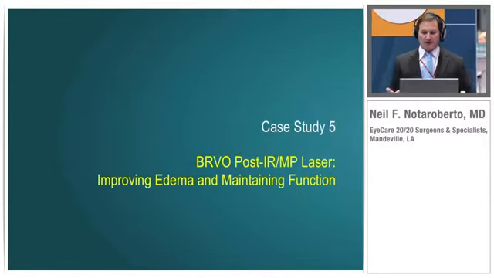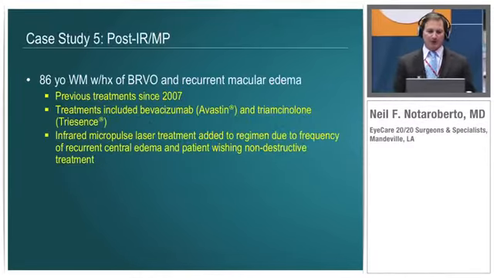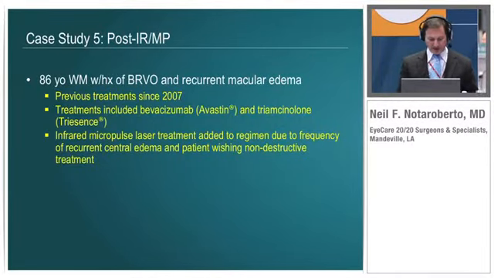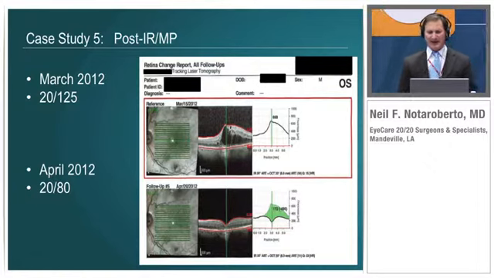So next case, branch retinal vein occlusion post micropulse laser. This patient had previous treatments on and off for recurrent edema from ischemic-induced edema from a BRVO. After so many injections over the years, the patient wished an alternative method of treatment due to some relative contraindications that developed. So the patient had chosen micropulse laser. Here you can see the effects of micropulse laser. The vision had come back to about 20/80.